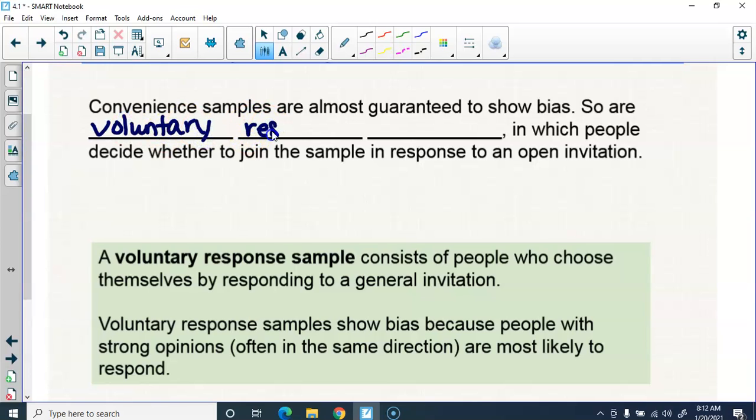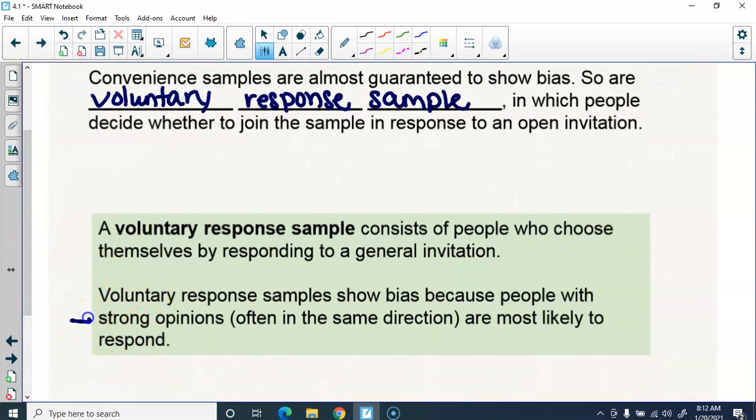In a voluntary response sample, people decide whether they want to join the sample in response to an open invitation. So if you're sent a link and it says, please answer these questions, I think that it's not the average person that answers those questions. It's generally people with strong opinions, like it says down here, who are going to respond. They're going to say, yes, I loved my product, or no, this was terrible. It's very rarely that you're going to get someone to answer and say, this was okay. So voluntary response samples are also very biased.